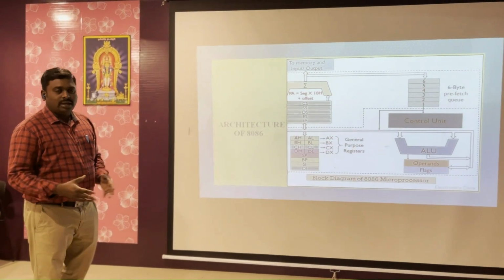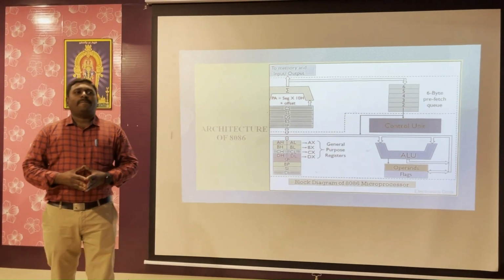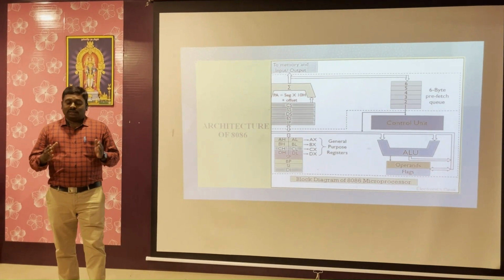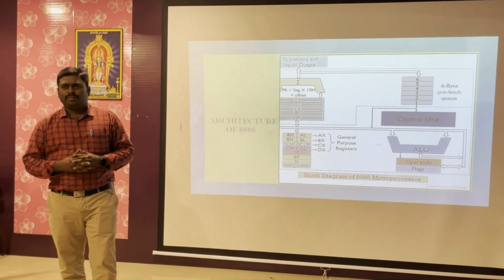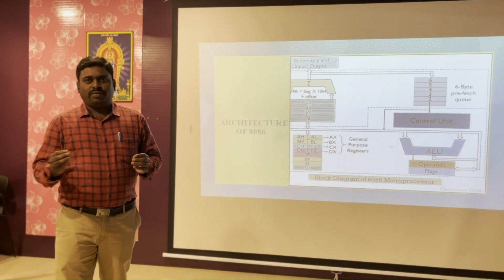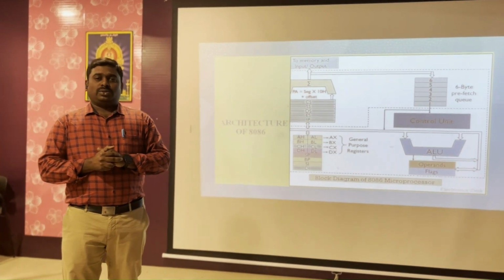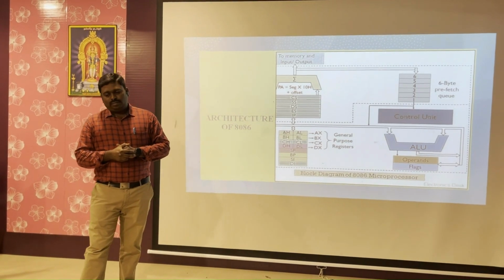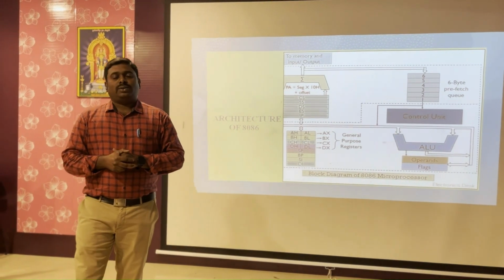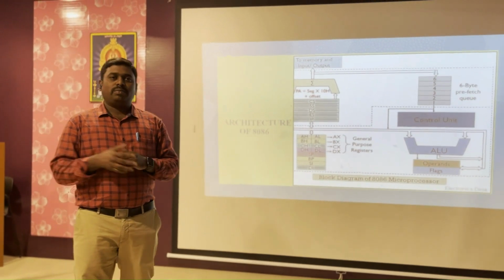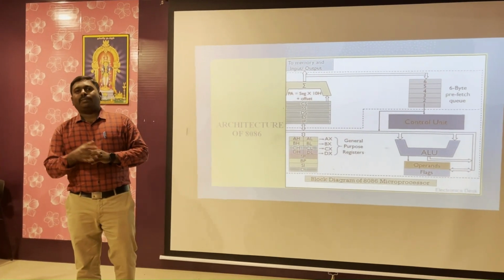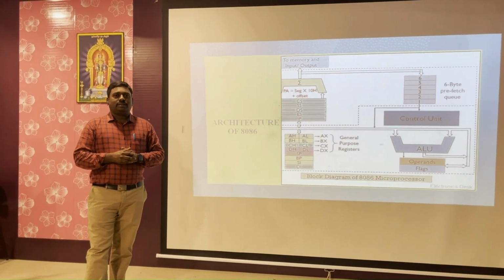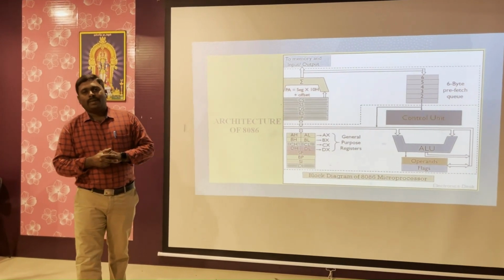Next, coming to the subject of architecture. Before going to the architecture, why do we say it is a 16-bit microprocessor? We know that it works at a frequency of 5 MHz. Also, there are two more variants in the 16-bit family, 8086-1 and 8086-2. These two may operate at frequencies of 8 MHz and 10 MHz. Now we are discussing the 5 MHz version.